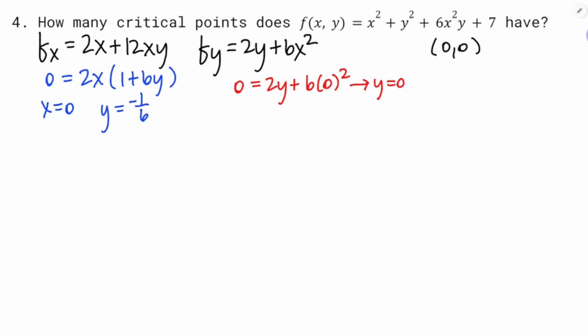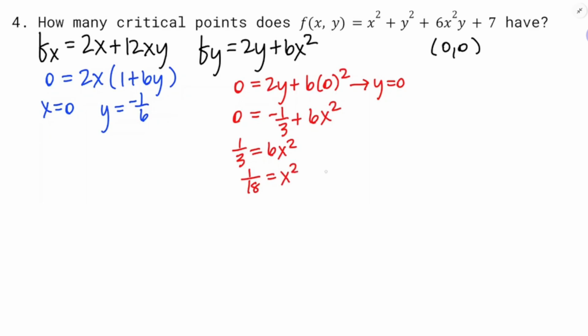And then if I was to say, okay, fy needs to equal 0, but that could happen when y was negative 1 over 6. So 2 over negative 6, that's going to be negative 1/3, plus 6x squared, that is going to need to equal 0. And so if I go and add 1/3 to both sides, I'd have 1/3 equals 6 times x squared, divide both sides by 6, get 1/18 equaling x squared, and then x could be plus or minus the square root of 1/18.